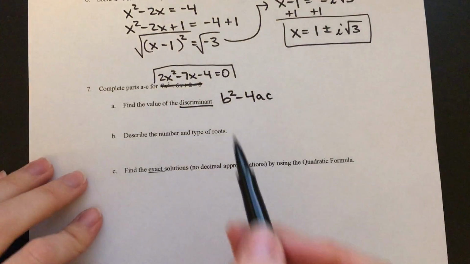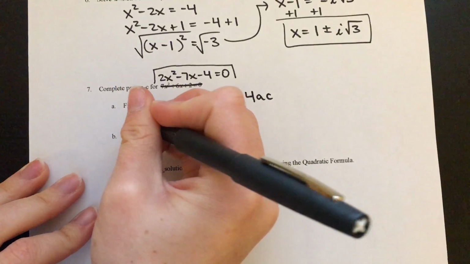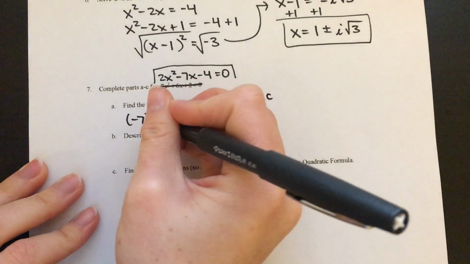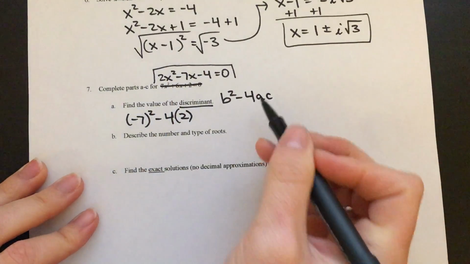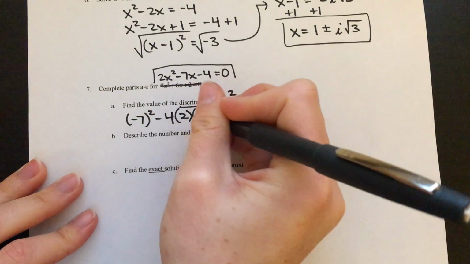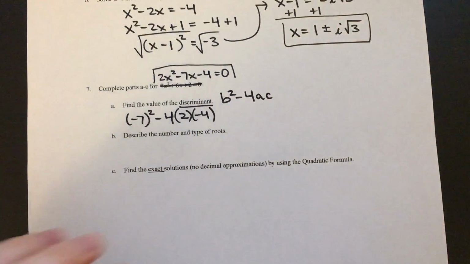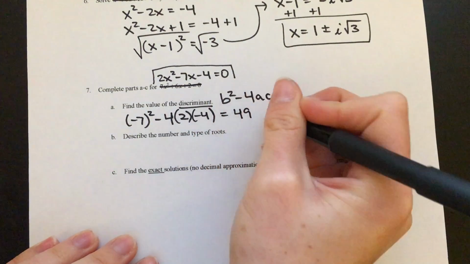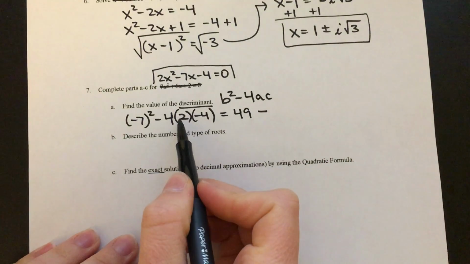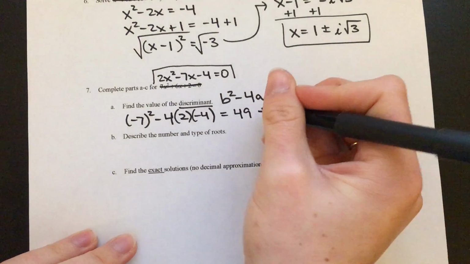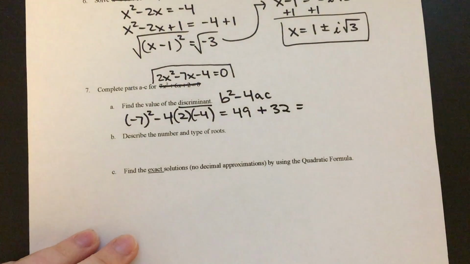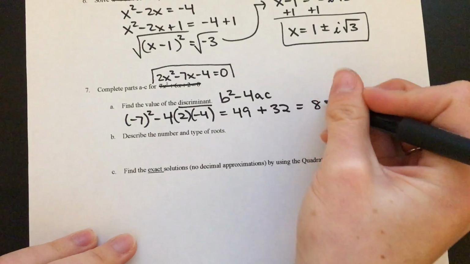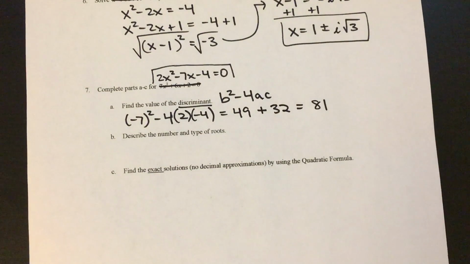All right, so b squared, we take this middle term, negative 7, and square it. And then minus 4 times a, which is this leading term here. So that's 2. And then times c, which would be this constant, negative 4. So we're going to simplify that up. So if I square negative 7, I get 49 minus, and then 4 times 2 is 8, times negative 4 would be negative 32. So that changes to plus 32. Okay, so this ends up being 81. Okay, so that would be what we get if we simplify the discriminant.